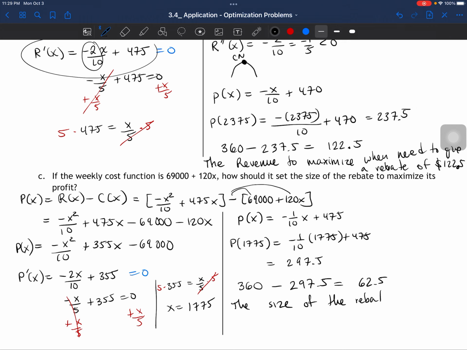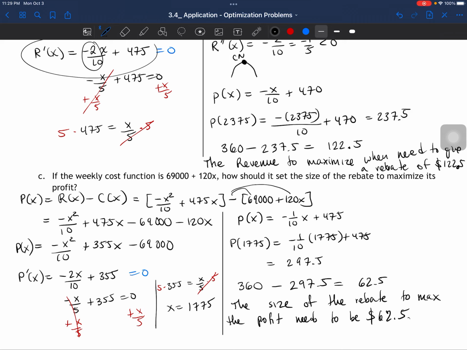The size of the rebate to maximize the profit needs to be $62.50, right? So this is how big the discount is for us to maximize our profit.